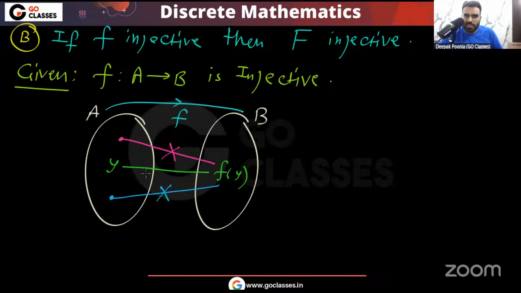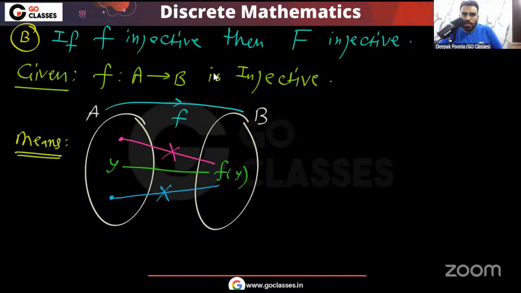So just remember this point: because small f is injective, for this y the image is f(y), and there is no other element of A, no element different from y, which will map to f(y), correct? So this you understood. Okay, so basically this is what it means.